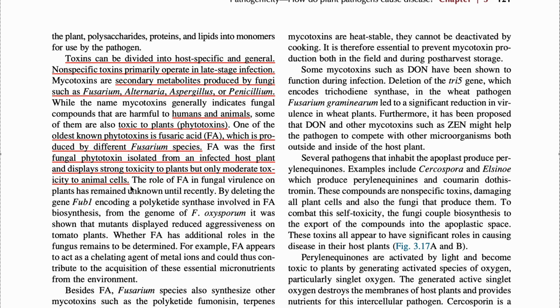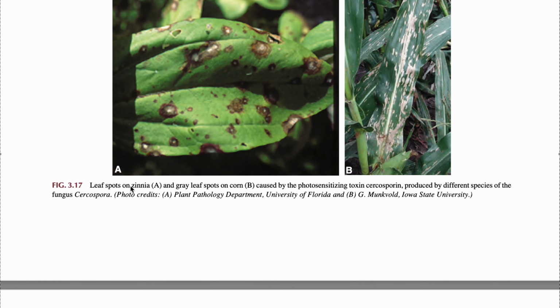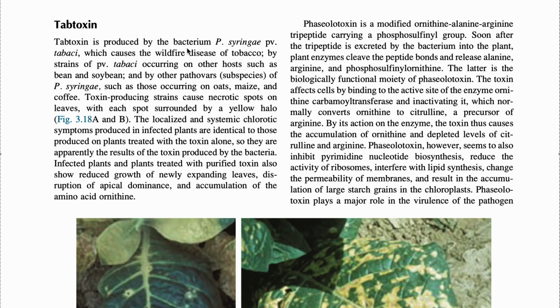Okay, remember this. Next we will see tabtoxin. Now tabtoxin is produced by the bacterium Pseudomonas syringae pv. tabaci, which causes the wildfire disease of tobacco. Remember this. Questions come from it. This tabtoxin is produced by which pathogen? That is Pseudomonas syringae pv. tabaci, and it is also called wildfire disease of tobacco.